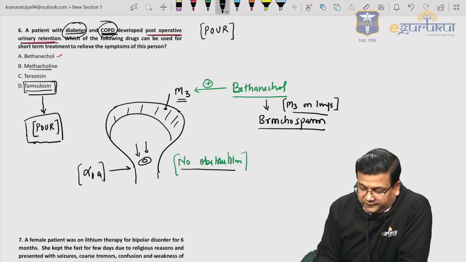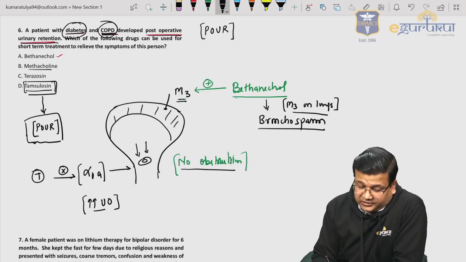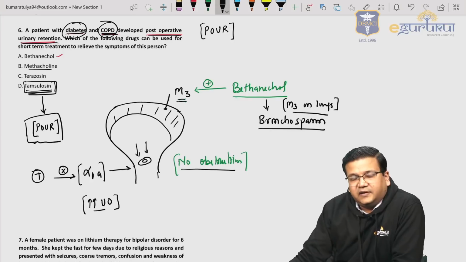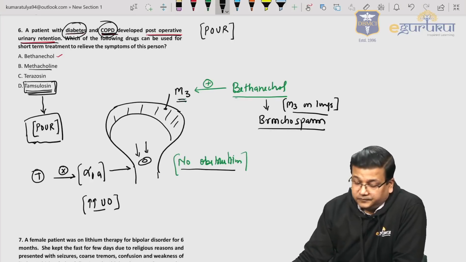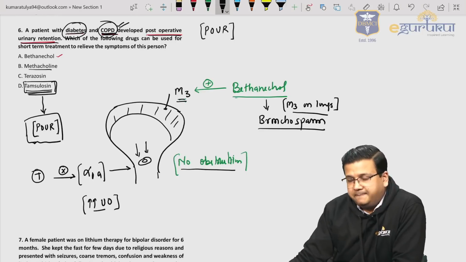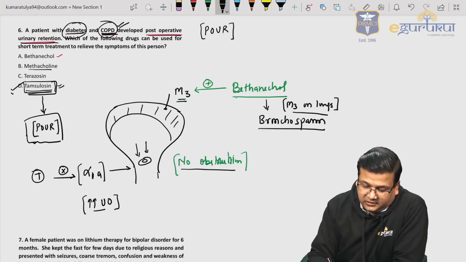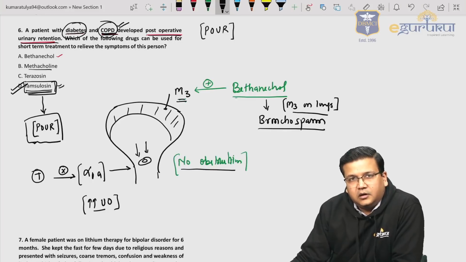So blockade of these alpha 1A receptors by tamsulosin also helps in increasing the urine output, and this property has been tested in several studies, and tamsulosin has been found to be a safe and effective drug for post-operative urinary retention. Considering all these points, since the patient has a history of COPD, and tamsulosin has been provided as one of the options, I am more inclined to mark tamsulosin as the correct answer in this particular question.